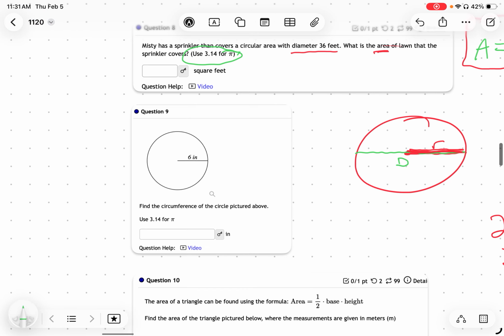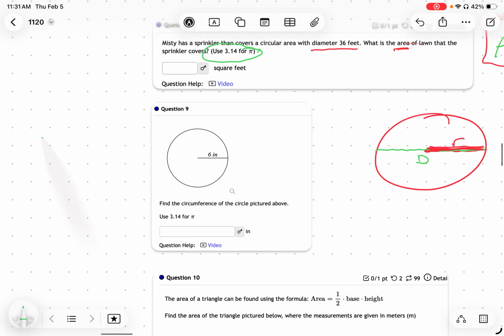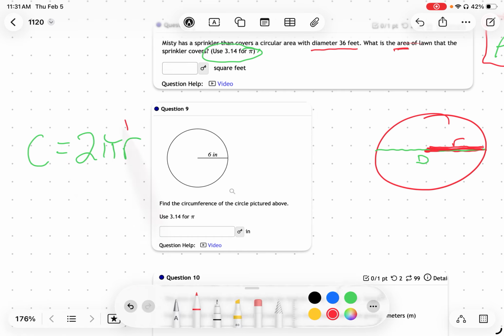Another question is going to involve finding the circumference of a circle. The formula for this is 2 pi r. Once again, the radius is what stands for r, which is halfway across the circle from the edge to the center. In this case, the problem already gave us the radius, so we don't have to divide that by 2, like the first one, because we were given diameter.